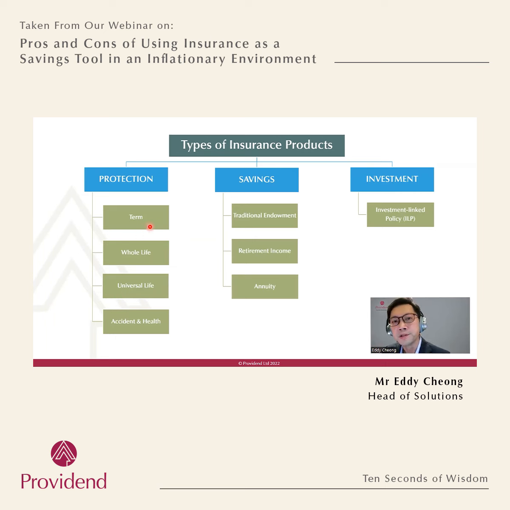In the middle is the savings. The purpose of a savings instrument is basically to get a good, safe return from your endowment premiums. And these are typically found in the various policies: the traditional form of endowments, the retirement income stream form of endowments, and annuities.